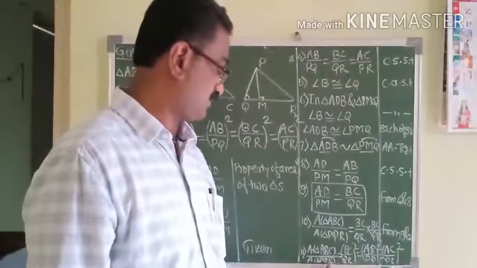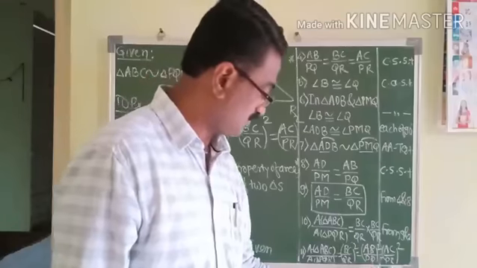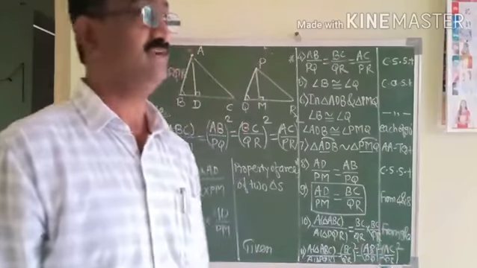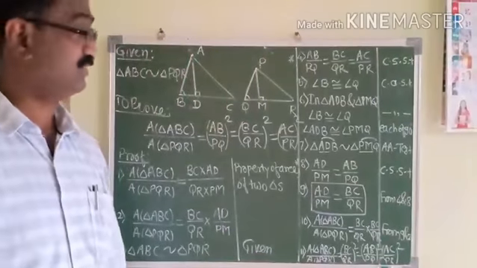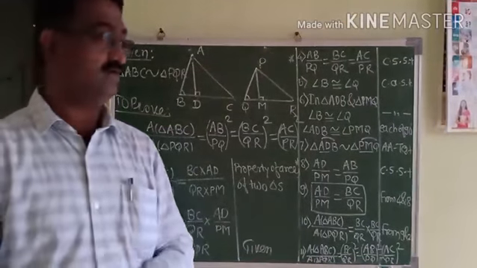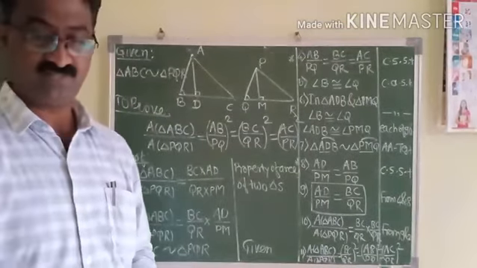Therefore, area of triangle ABC upon area of triangle PQR is equal to BC upon QR whole square, AB upon PQ whole square, AC upon PR whole square. That is the theorem of areas of two triangles. I think everybody got that theorem. So here we will stop now.